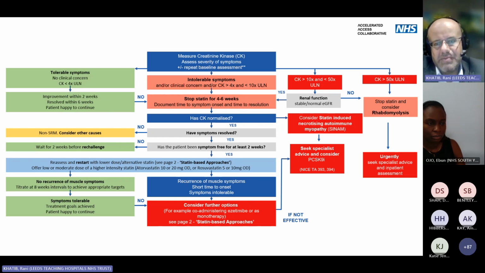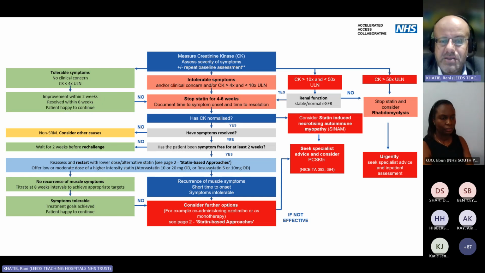If it's less than 10 times the upper limit and above 4 times the upper limit, then you probably want to stop statins, wait for the CK to normalize, and then see how things go. Because if symptoms resolve and CK normalizes, that's kind of great. If they did not resolve while off statins, then you need to consider other causes. It can't be statins, because if you stop the statins and the patient is still symptomatic 6 weeks, 8 weeks after that, then you need to look at what is causing those musculoskeletal symptoms.